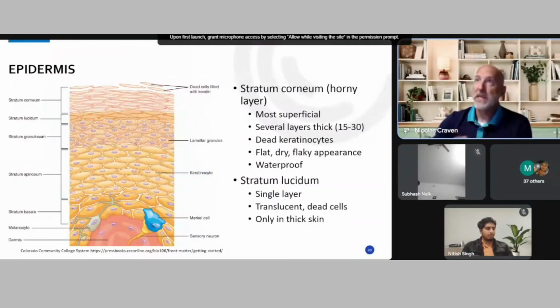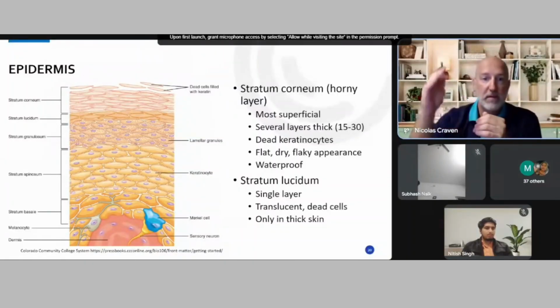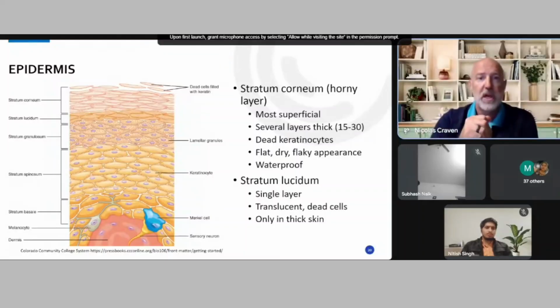There are 5 layers within the epidermis that make up the epidermis. The most superficial one is referred to as the stratum corneum, or it's also called the horny layer. Like I said, it's the most superficial. This one is several layers thick, consists of anywhere from 15 to 30 different layers of skin cells, and those skin cells, the keratinocytes, are dead at this point. They've gone through their entire life cycle, and at the surface of your skin, that's why when you are scratching your arm or you bump up against something and you see some skin cells come off, that's the dead keratinocytes that are part of that stratum corneum.